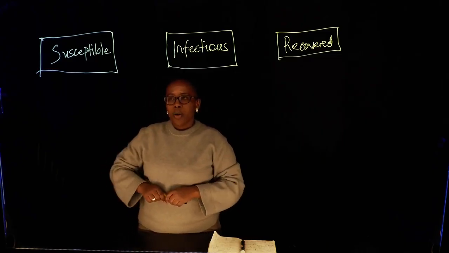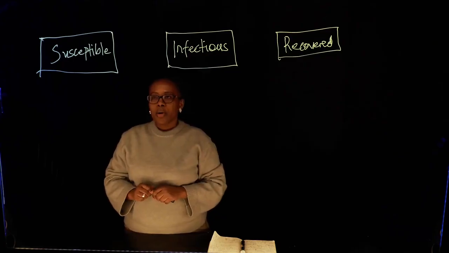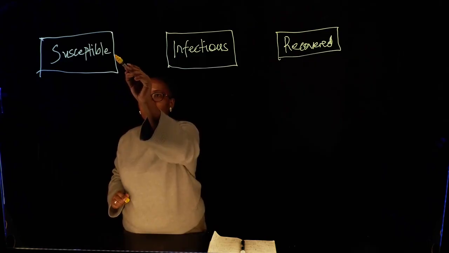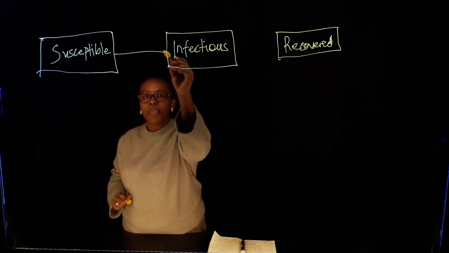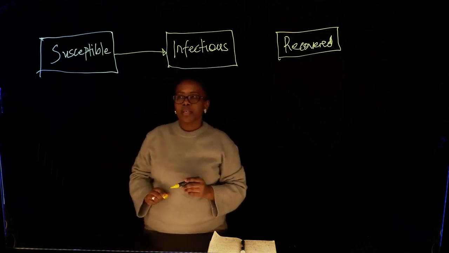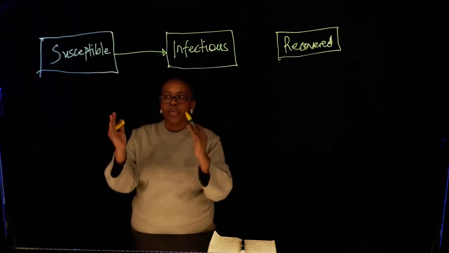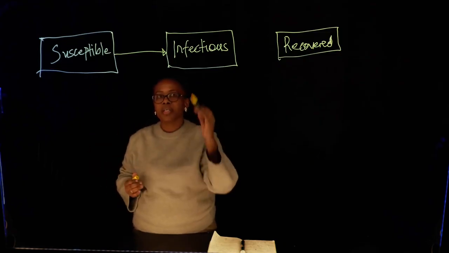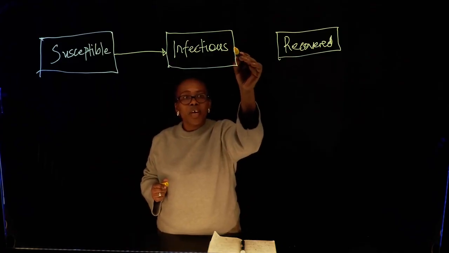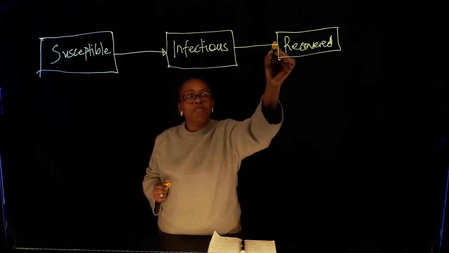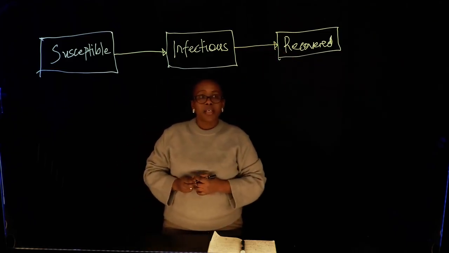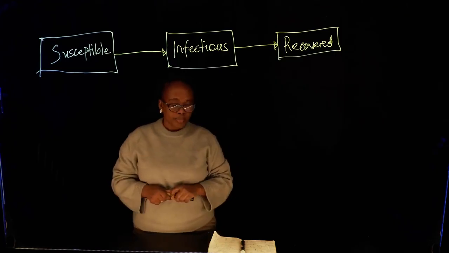In the SIR model, the susceptibles will always move from their compartment to the infectious compartment because of the interaction between those that are susceptible and those that are infectious. And again, the infectious will always move from their compartment to the recovered compartment after an intervention.